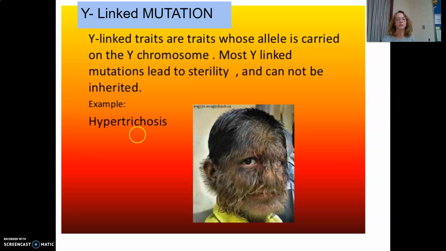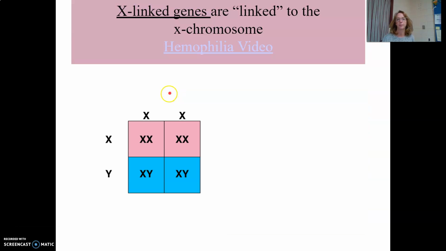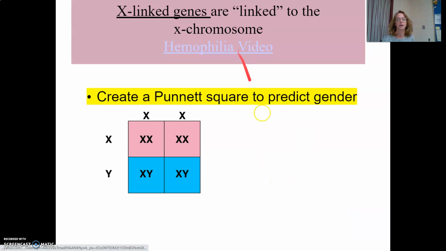So hypertrichosis, you get hair all over your body. There are other disorders that are associated with this mutation in that chromosome. And then hemophilia again is our most common one, that and colorblind. I'm not going to show you this video. It's super interesting if you want to click on it.